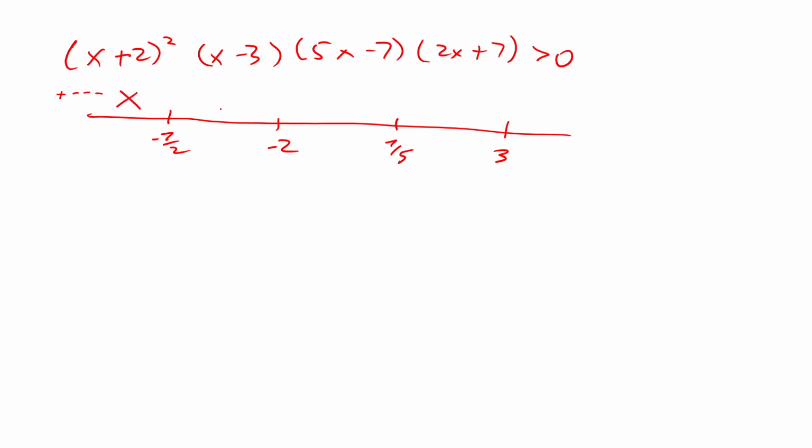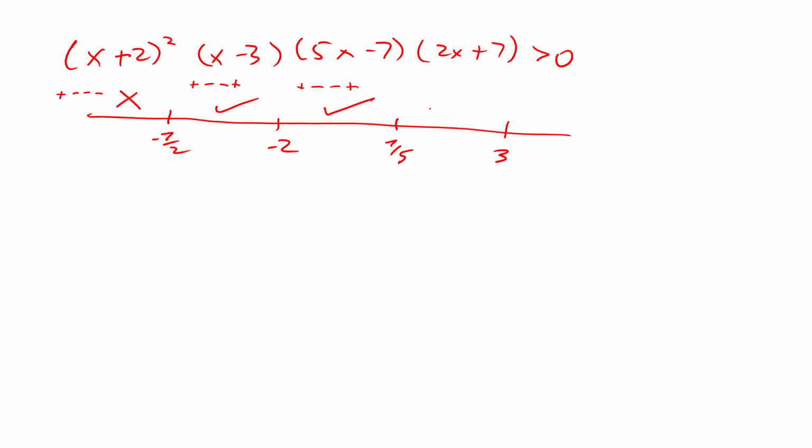When we have a number in between -7/2 and -2 for x, the x plus 2 quantity squared, even though x plus 2 is negative, x plus 2 quantity squared is positive. The x minus 3 is negative, the 5x minus 7 is negative, but the 2x plus 7 is positive. Now, is a positive times a negative times a negative times a positive greater than 0? Absolutely. When we pick a number in between -2 and 7/5, like let's say 0, the x plus 2 is positive, so squaring it is positive. x minus 3 is negative, 5x minus 7 is negative, but 2x plus 7 is positive. Multiplying those out does give a number greater than 0.